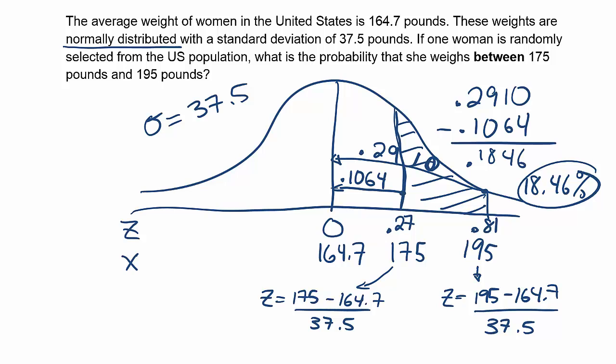All right, so remember in this problem we used the idea of same side subtract. Since we're looking for the area between two values that were on the same side of the curve, we subtracted the table values that we got.